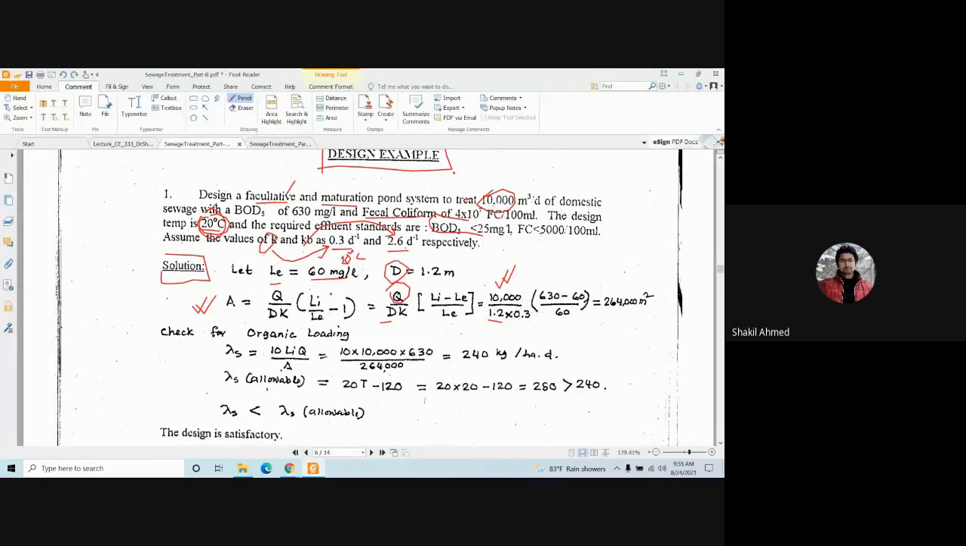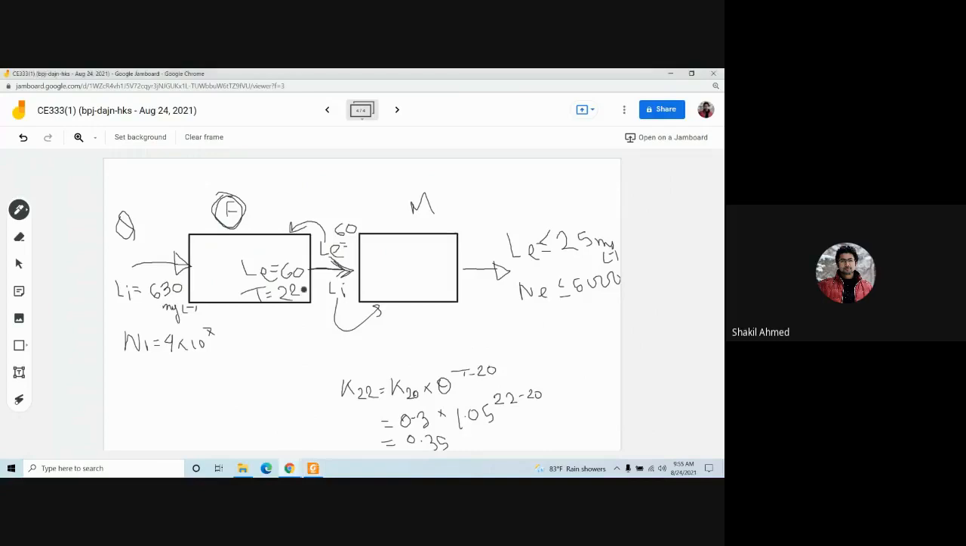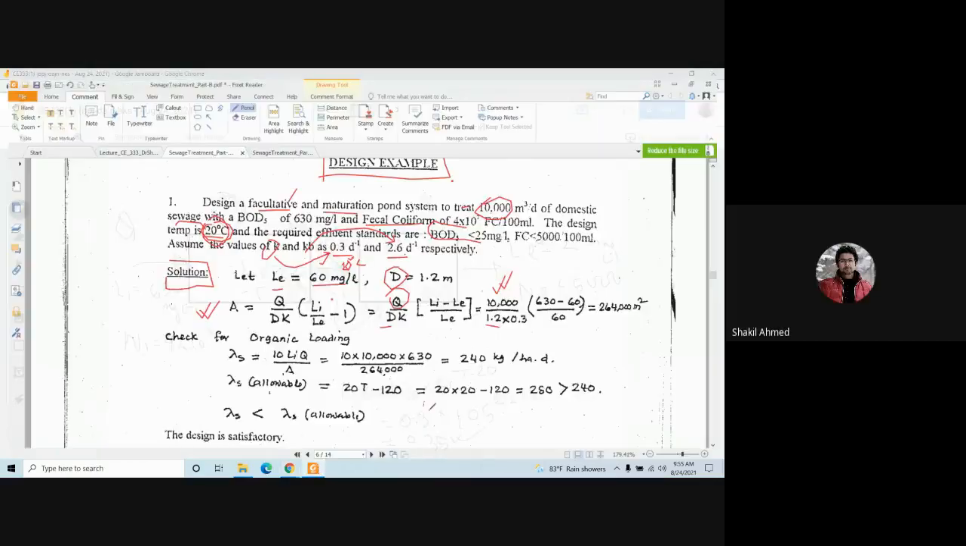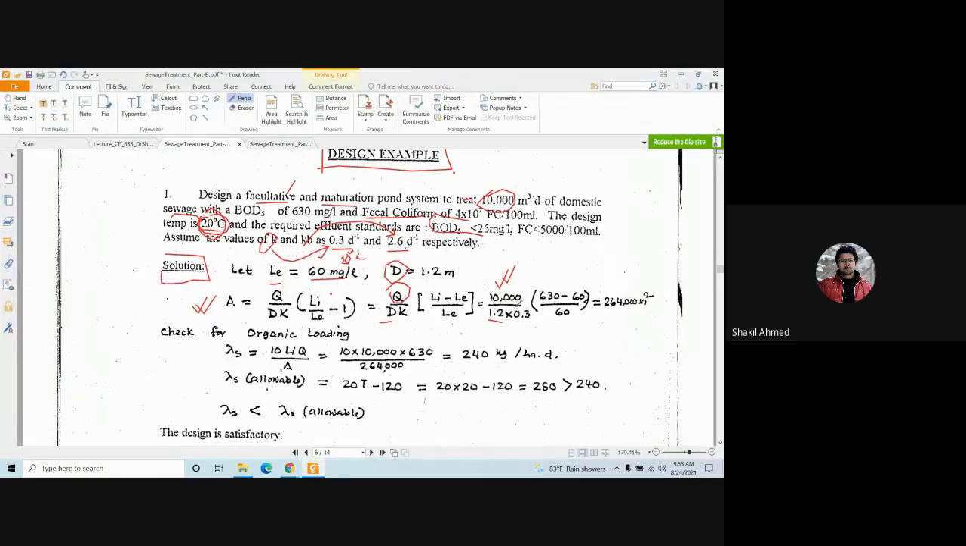But since now this is 20 degrees Celsius, we do not need to do this. Remember, temperature may not always be 20 degrees Celsius in the pond. Now it is 20 degrees Celsius in this problem, but in reality, this may not be 20 degrees Celsius. Clear? If it is not 20 degrees Celsius, then you have to use this converted K in this equation. For now, since the temperature is 20 degrees Celsius, 0.3 is okay.